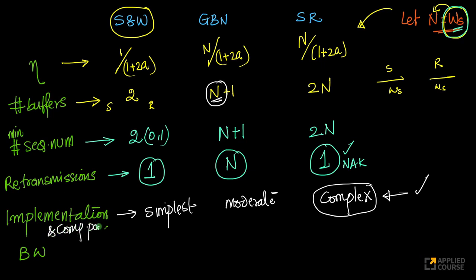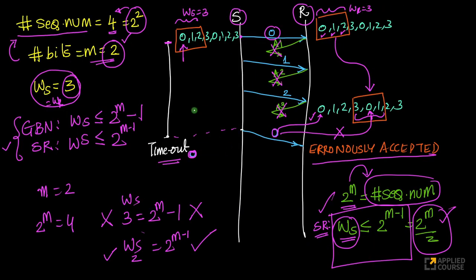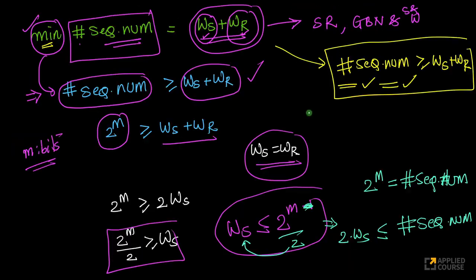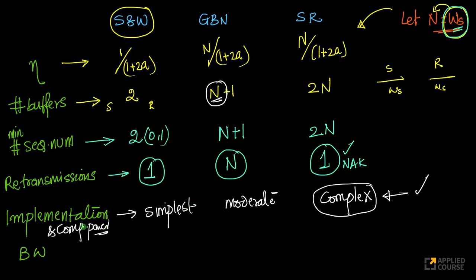If your implementation is harder, your computational power required will also be higher, right? Because I have to look at this. In the case of selective repeat, when I get any packet, I have to search within this whole thing and say, oh, this is 3, so I can accept 3. So there is more computational resources required, and even the implementation is slightly complex. The computational power needed is also higher.